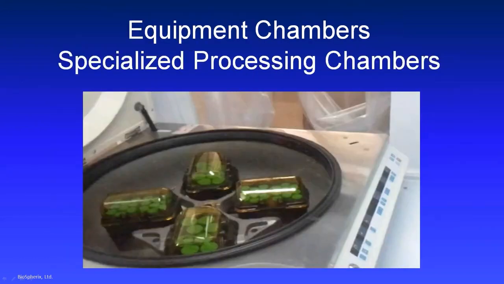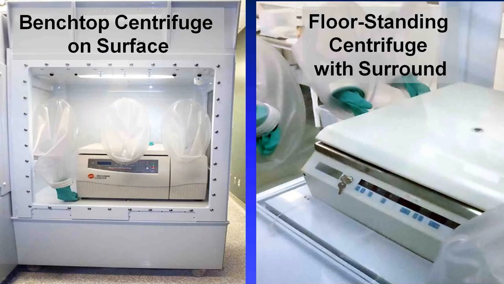So let's move on to equipment chambers. These are specialized processing chambers that are made for specific types of equipment, and we can enclose all kinds of equipment. This is a floor standing centrifuge, kind of like this one on the right. It's got an apron that surrounds it, and we can put extra crack HEPA filtration underneath that apron to take particles out underneath where centrifuges like to generate them, as well as above it to control particles.